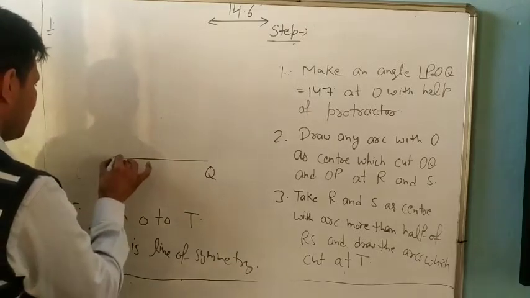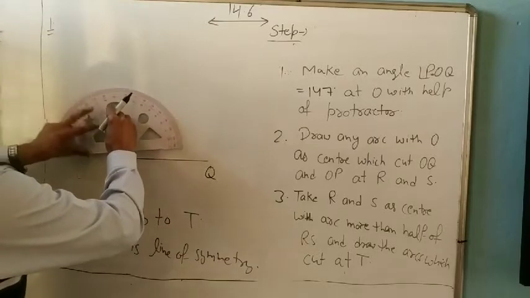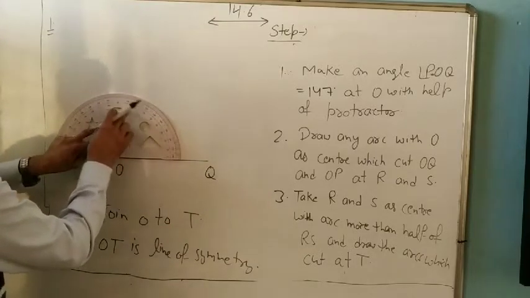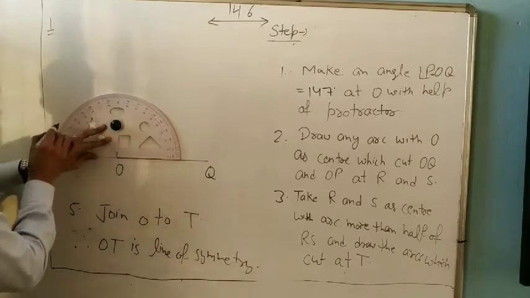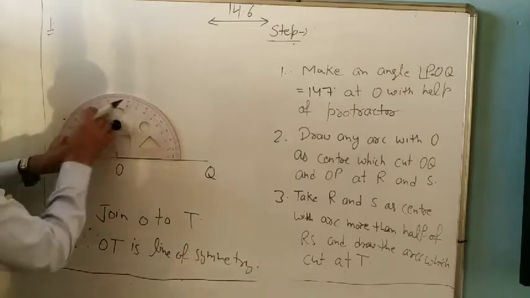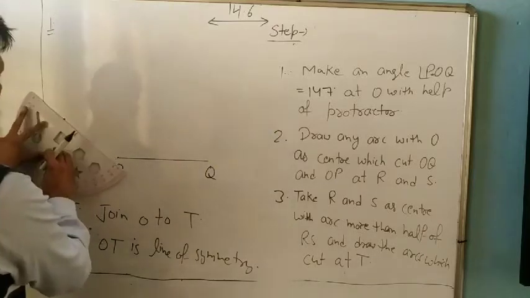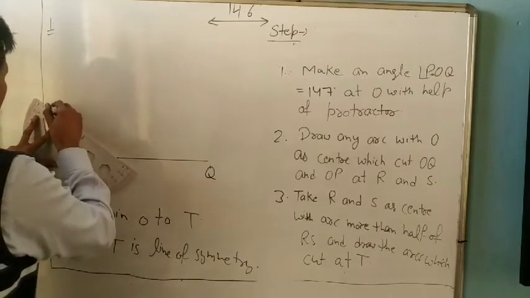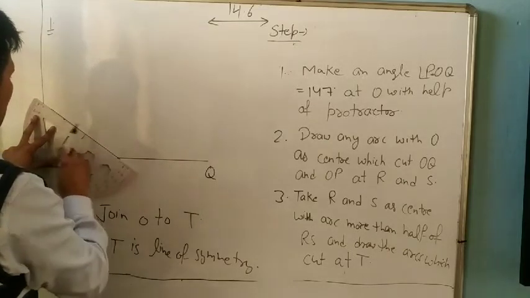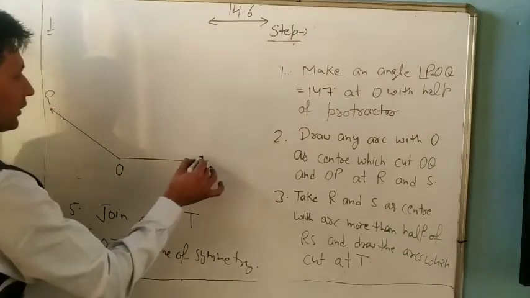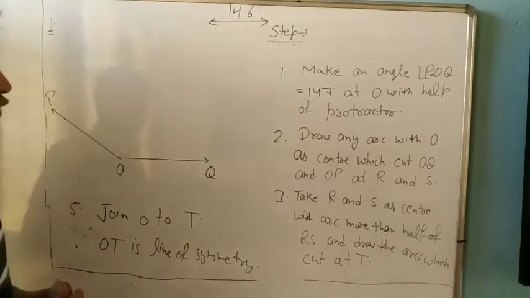At O, 147. Reading the protractor: 0, 10, 20, up to 90, 100, 140, and it is 145 and 2 points more. So it is 147. You can draw it. Now we have POQ, which is angle 147.